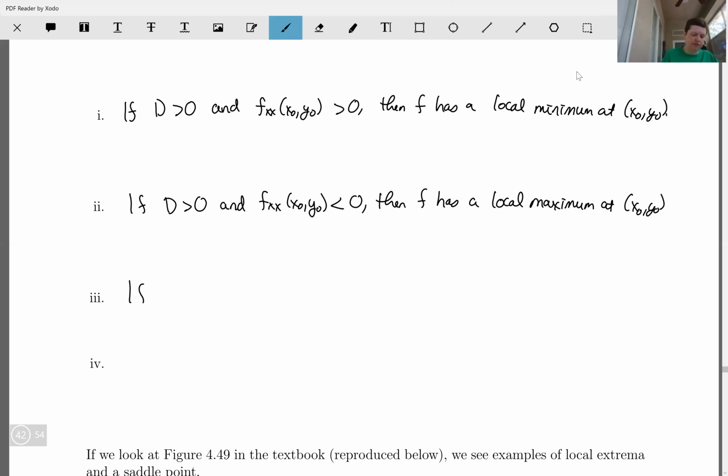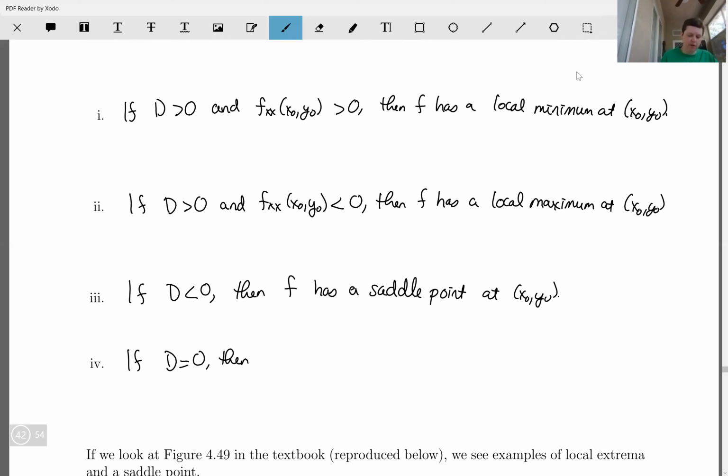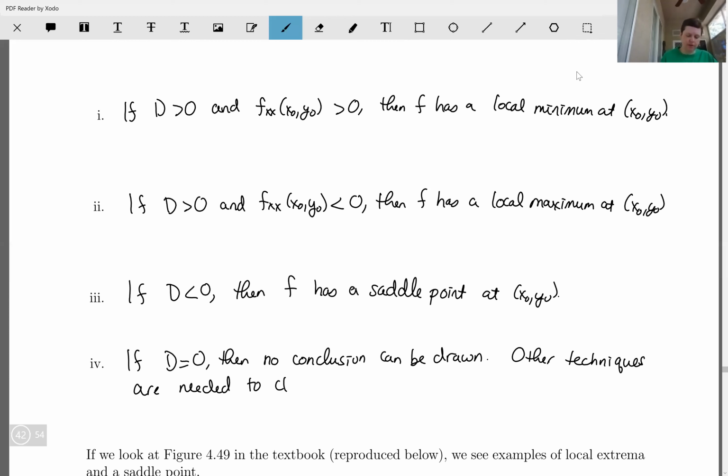If D is less than 0, then we don't have to do anything else. We know that f has a saddle point at x sub 0, y sub 0. And finally, if that quantity is equal to 0, then no conclusion can be drawn, and we need to use other techniques, e.g. graphical or something like that. Other techniques are needed to classify the critical point.